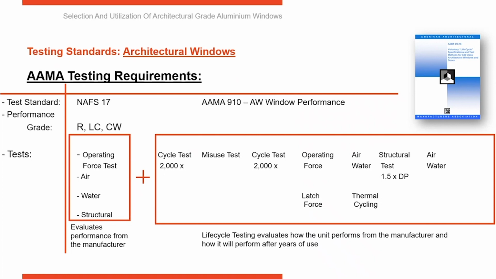So all of this is part of AAMA 910, and all AW windows have this additional testing that you see in front of you here as part of AAMA 910 to show you how, after 10 years in the field, how is that window going to perform? You know from NAFS 17 how it's going to perform today when it's installed, but AAMA 910 gives you that assurance that an AW window over years of use in the field will continue to perform at the standard it was built to. That is all we have time for in this video.